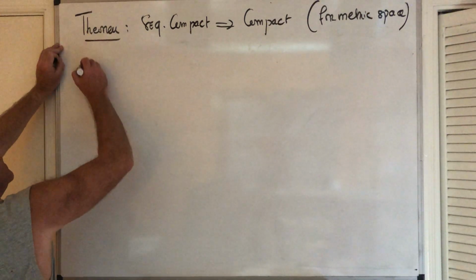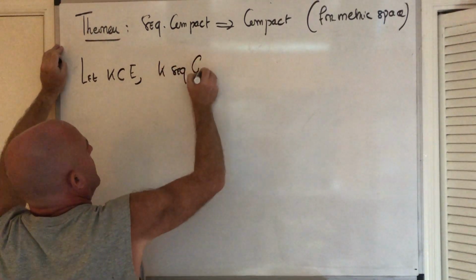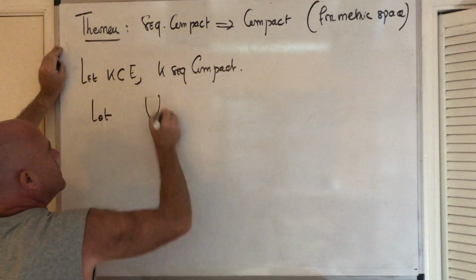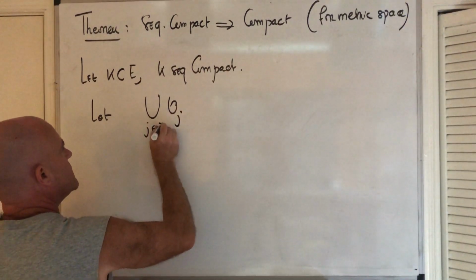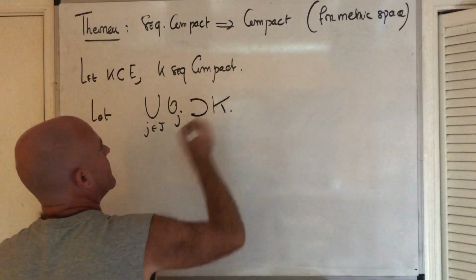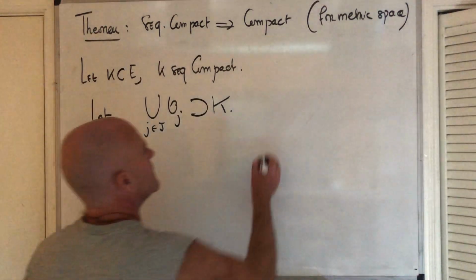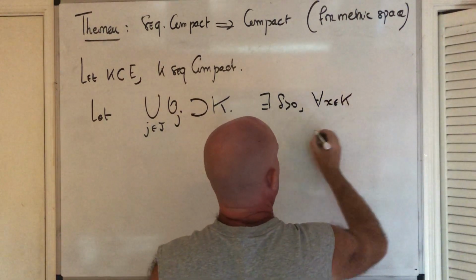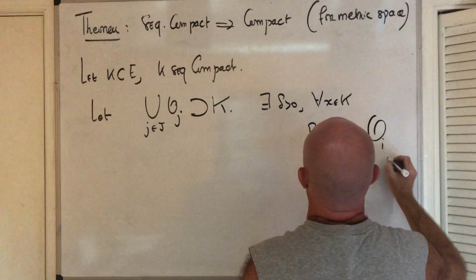Alright, so let K included in E, K is sequentially compact. And let's start by making a covering. So let's say a union of OI, that's fine, OJ, from J belonging to a set of index which I call J, just change a bit the notation for a change. Cover K. Now, the very last proposition I said says there exists a delta positive such that for all x belonging to K, the ball centered at x and of radius delta is included in one of the OI, so OIX.